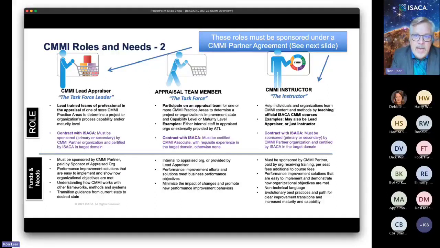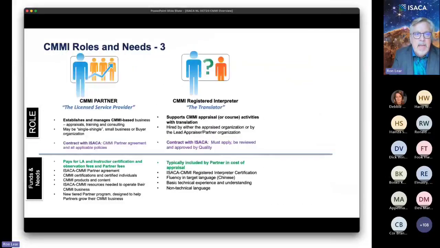So they have a partner agreement, a licensed agreement with ISACA to deliver appraisal services, to be on the appraisal team as appraisal team members, and to do training with ISACA courses and so forth. Those are the three types of roles that partners typically play in the ecosystem. Those partners are the service providers, providing this ISACA-based IP to companies to use CMMI and appraisals, et cetera.